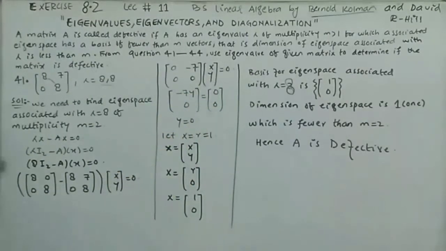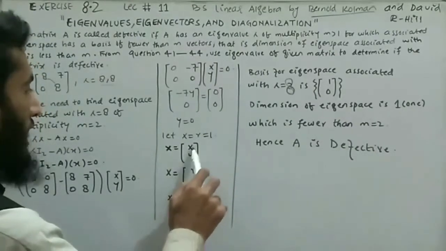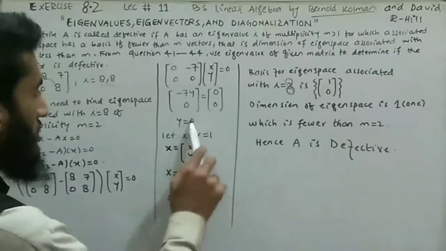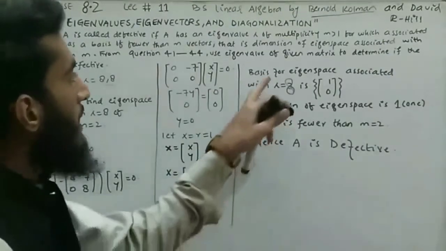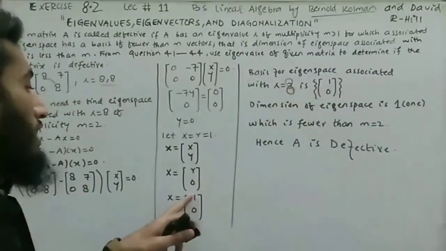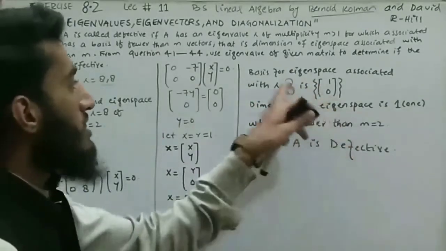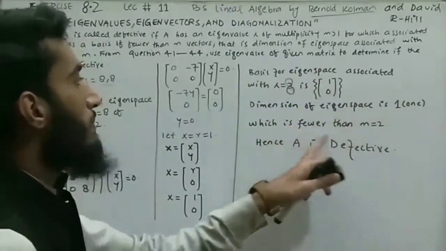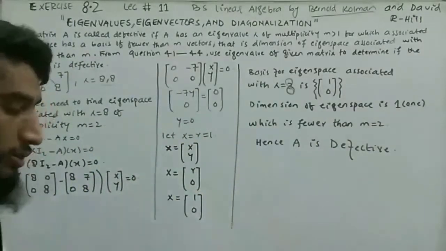My x is not defined, so let x = r = 1. So x is (x, y), where x is r and y is 0. So r is 1, so 1 and 0 will come down as it is. Now the basis for the eigenspace associated with lambda = 8 is just one eigenvector, which is (1, 0). So the dimension of this eigenspace is just 1, which is fewer than m = 2. It means our matrix A is defective.